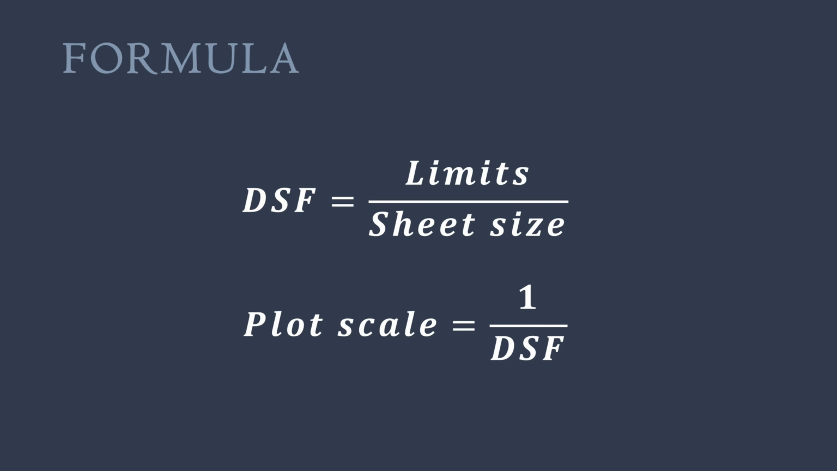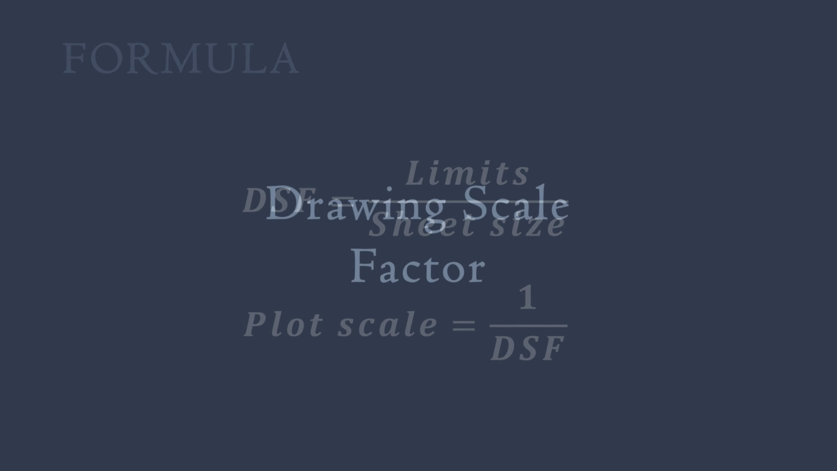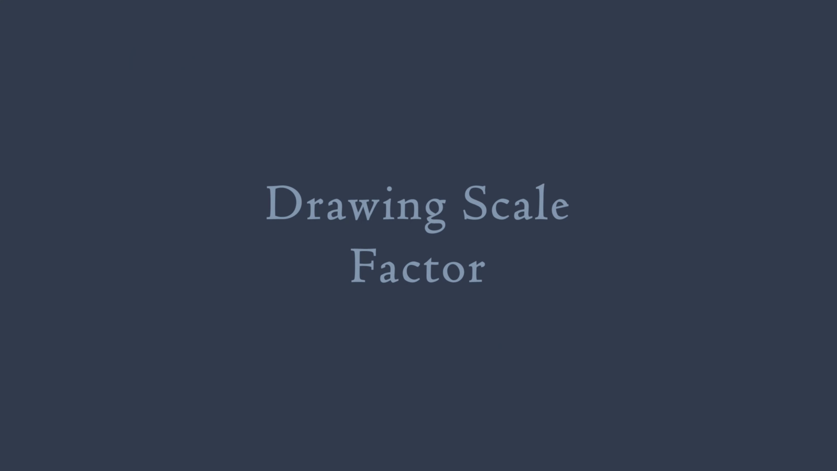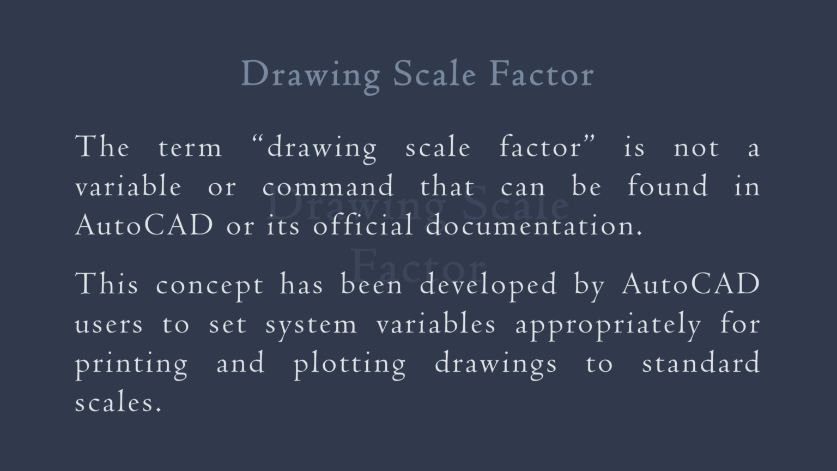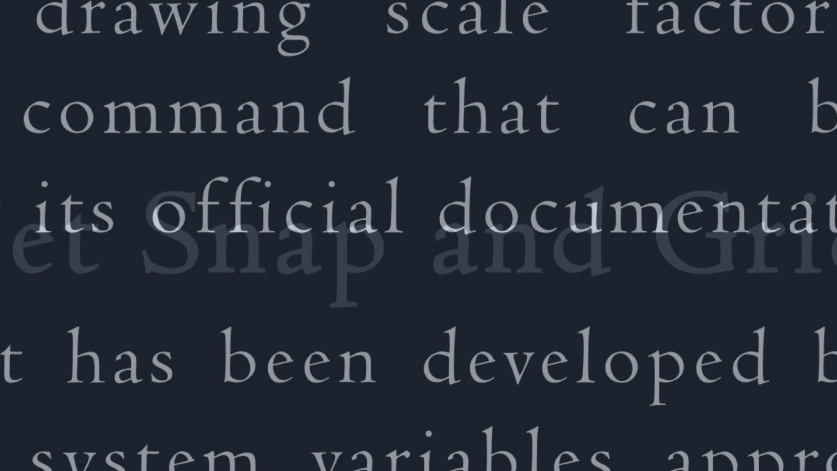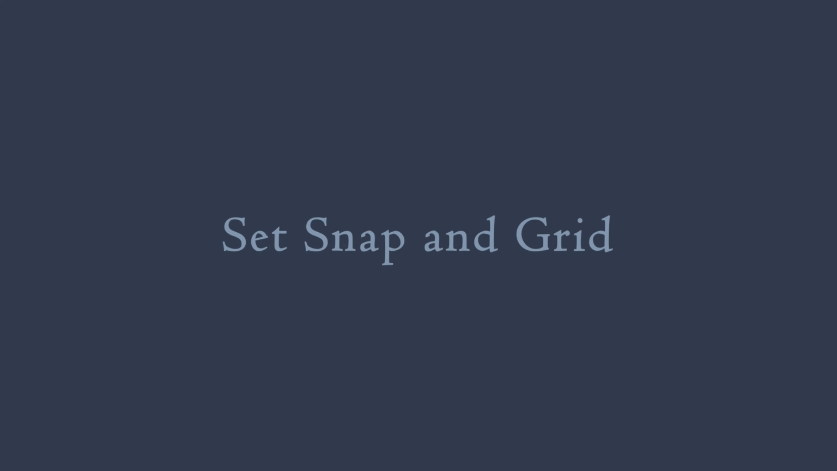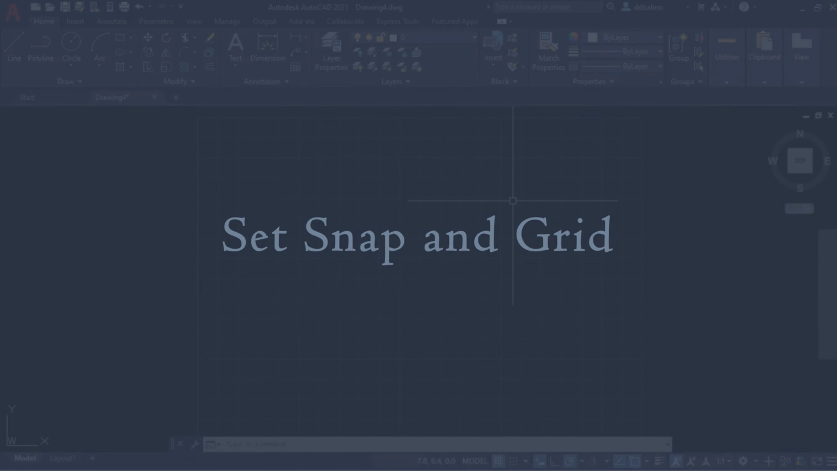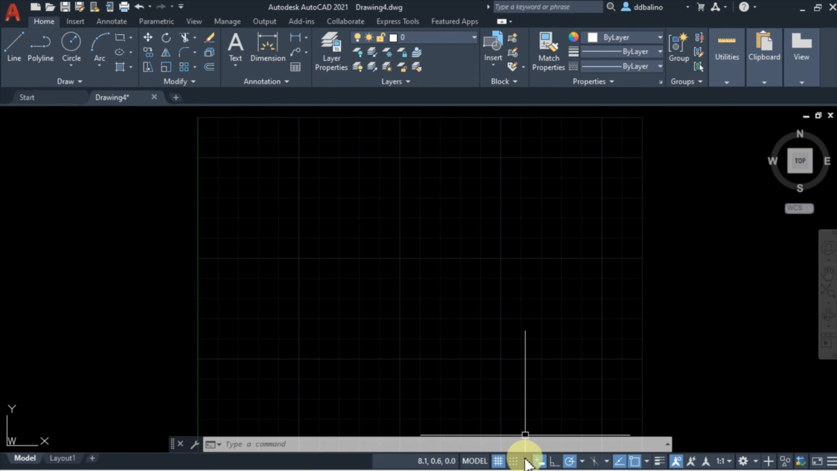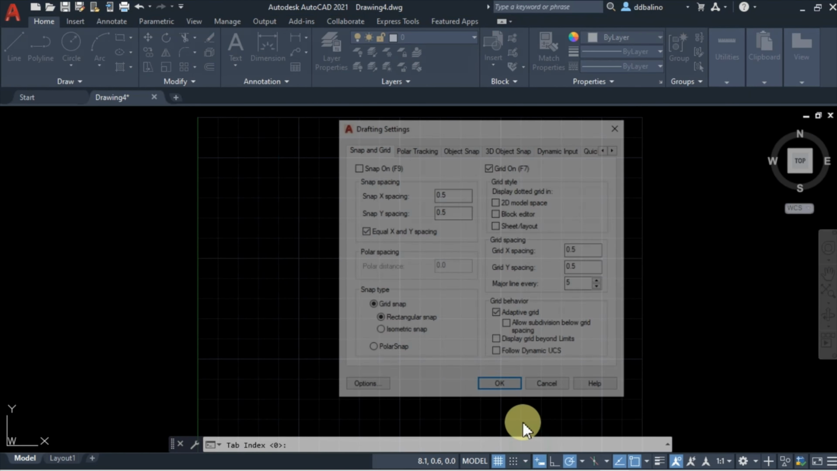The term drawing scale factor is not a variable or command that can be found in AutoCAD or its official documentation. This concept has been developed by AutoCAD users to set system variables appropriately for printing and plotting drawings to standard scales. Use the snap command or snap and grid tab of the drafting settings dialog box to set the snap type and appropriate snap spacing and/or polar spacing values.